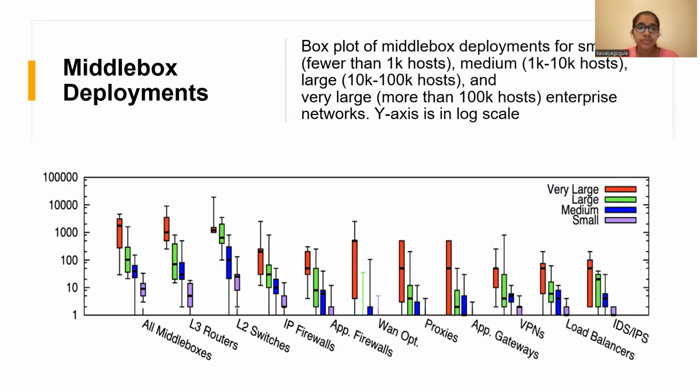Next, let's go to middle box deployment. Here we can see a bar plot of middle box deployment. We have taken small, medium, large, and very large networks on the x-axis, and on the y-axis a log scale from 1 to 10,000. The lavender color represents the small networks, the blue one the medium, the green the large networks, and the red the very large ones.